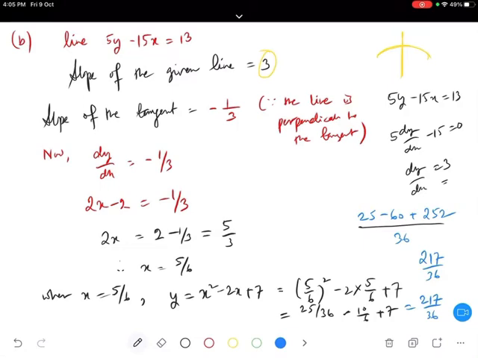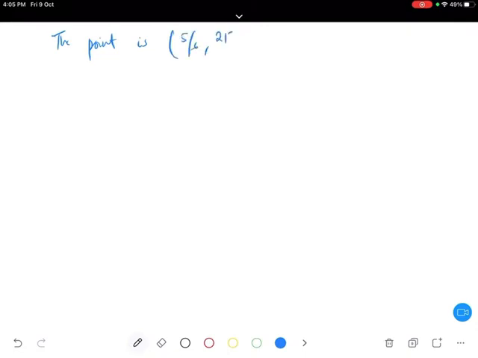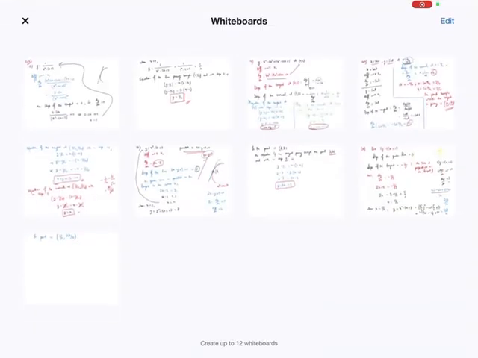So the point is equal to what? The point is 5 by 6 comma 217 by 36. Okay, so this is the point we got, right? And the slope is what? The slope is minus 1 by 3.